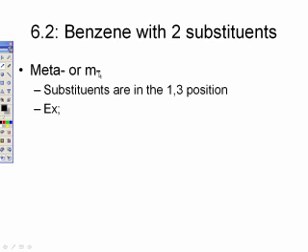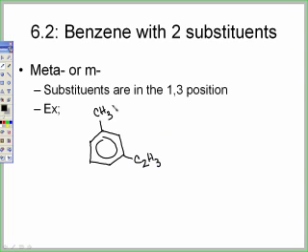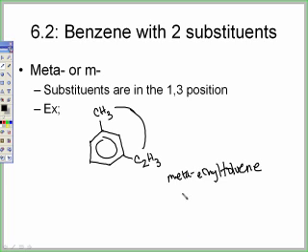Then we have meta, and meta is the same idea except it's in the 1-3 position. So I might have something like toluene, and let's see what's interesting there. Let's put an ethyl there. So these two are in the meta position, the 1-3 position. So I'm going to use my singular name toluene, and I'm going to say meta-ethyl toluene. And meta is saying it's in the 1-3, and then toluene just assumes it's in the 1 position.